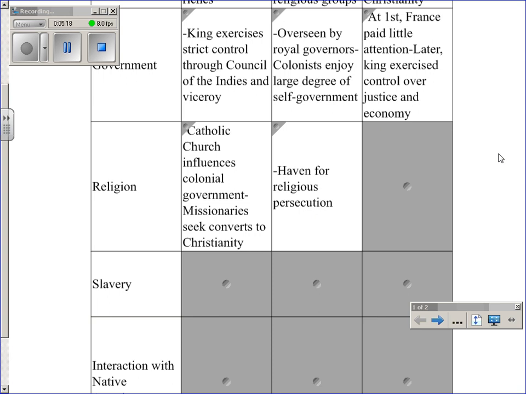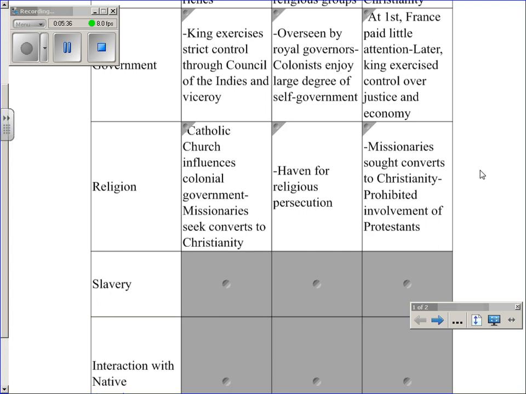Great Britain, their colonies were seen as a safe haven from religious persecution. Remember, during this time period in England, Catholics and Protestants are at war with each other, persecuting one another. So many people come to the New World to seek religious freedom.